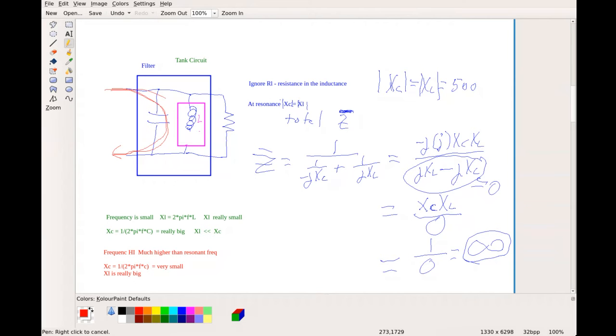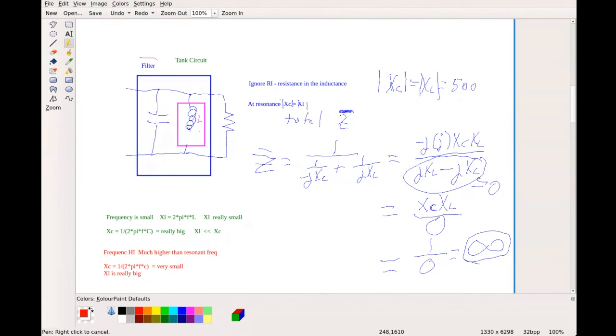So it's tanking through the capacitor. It's still not getting over here to our load, to our speaker or whatever. It's bypassing all that and going through here, and so we prevent it from getting to the load.